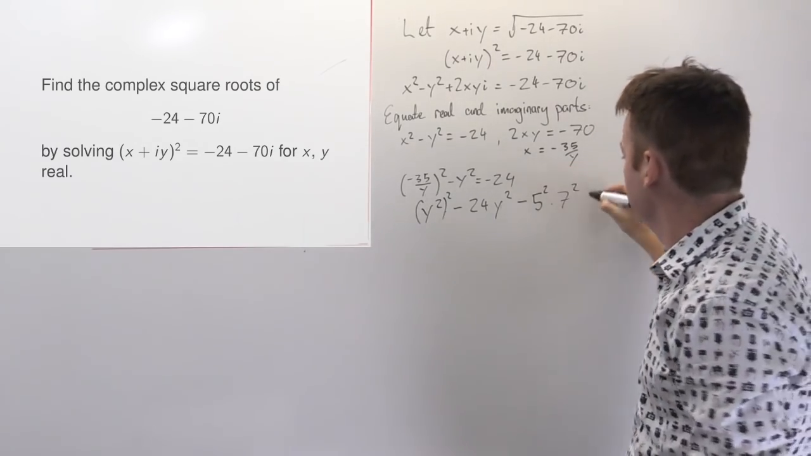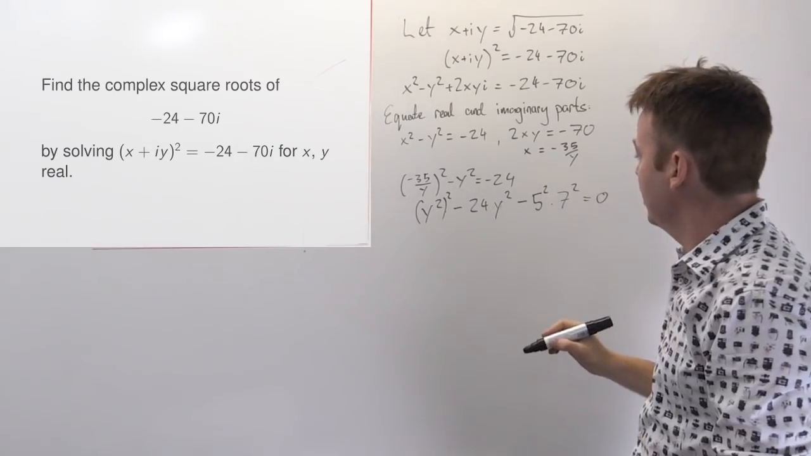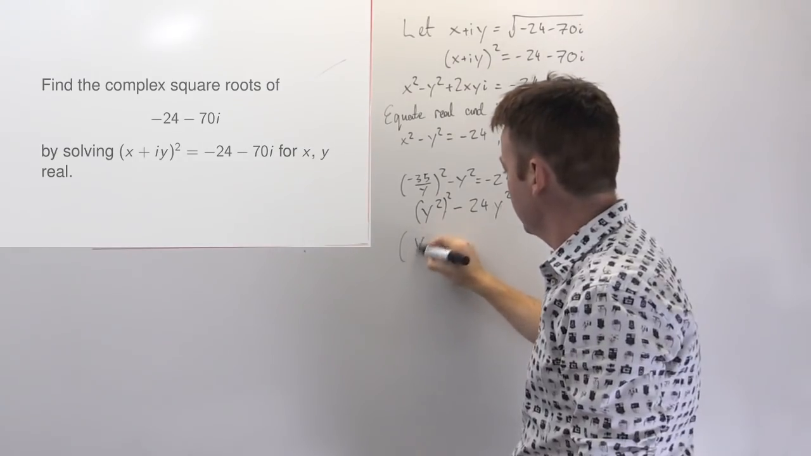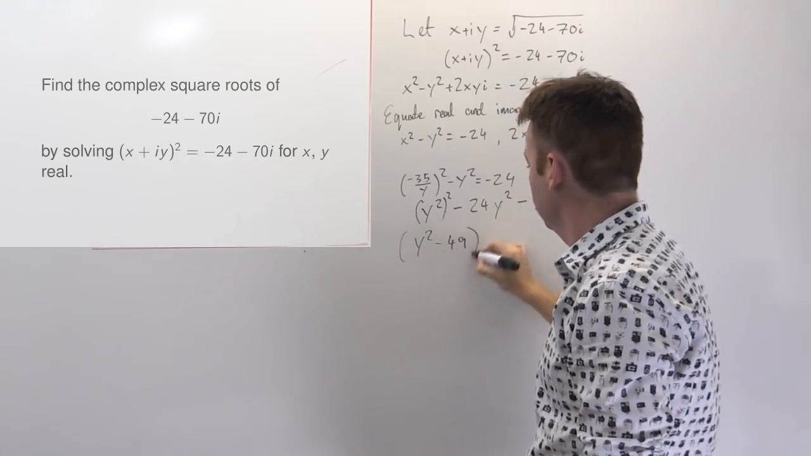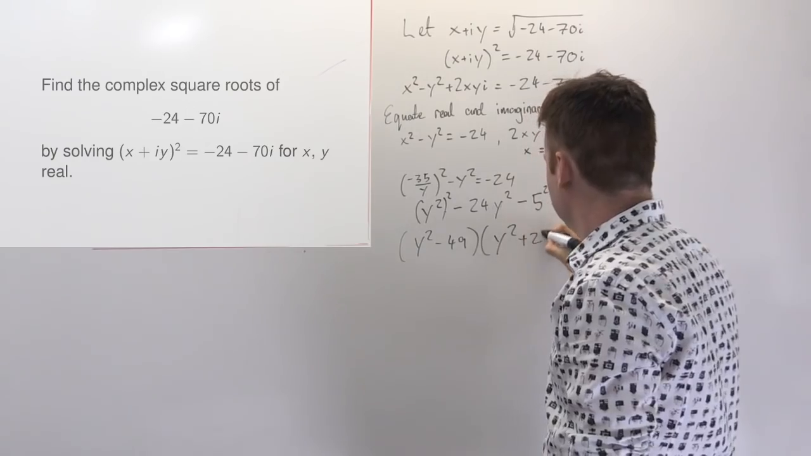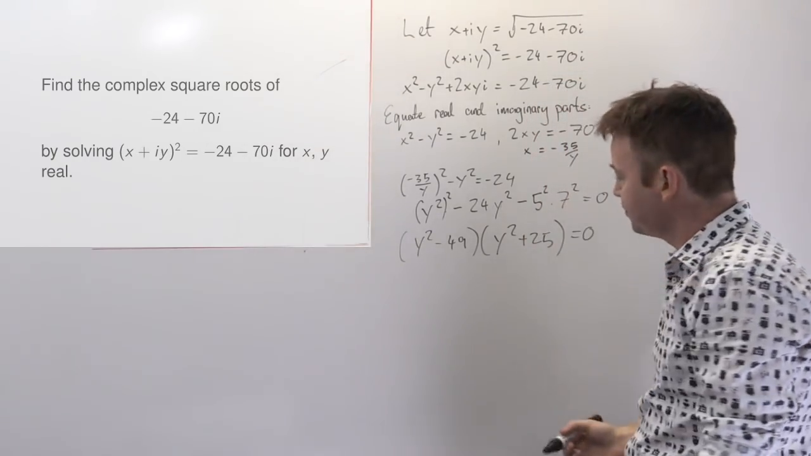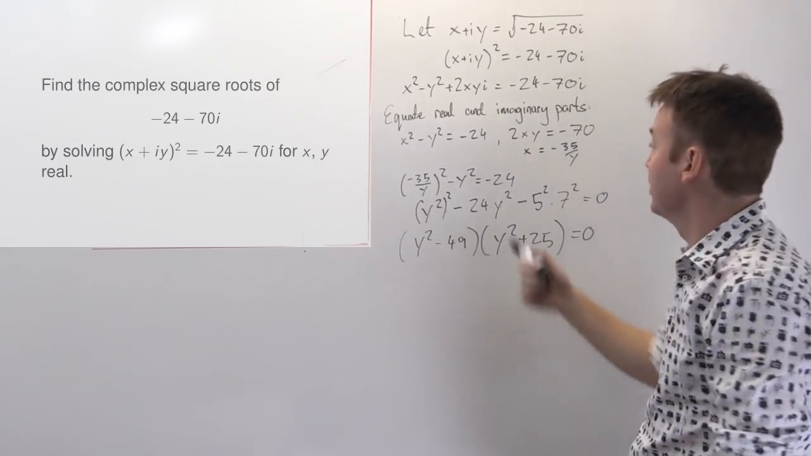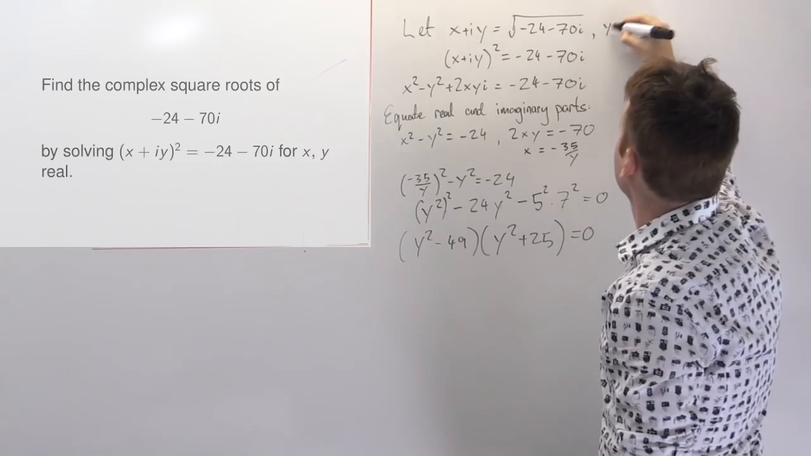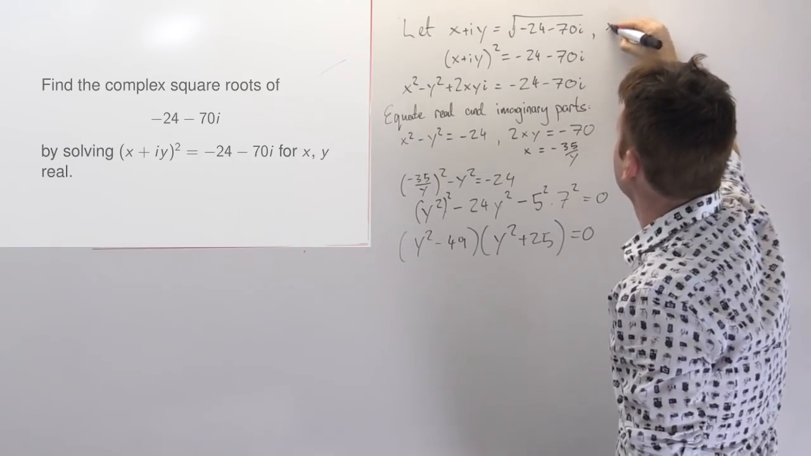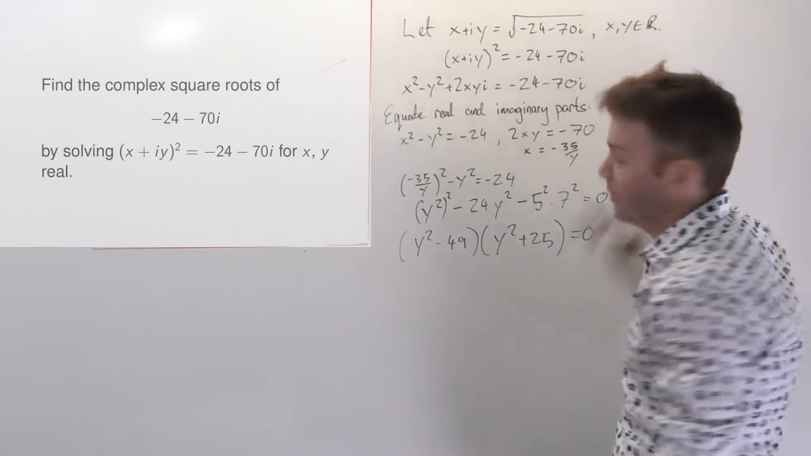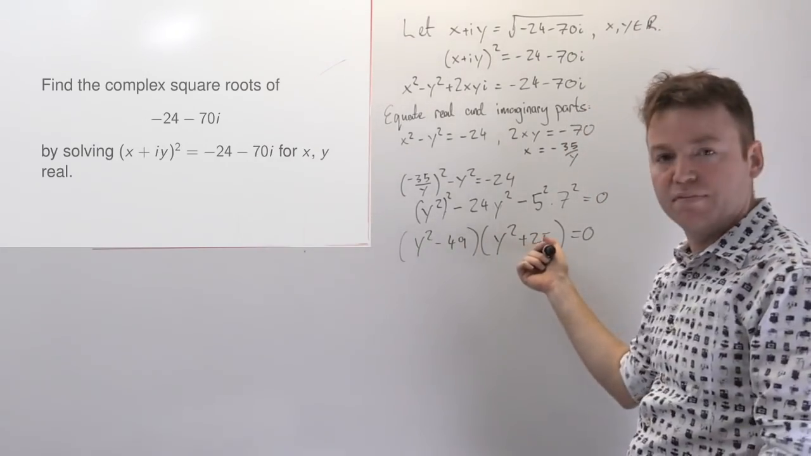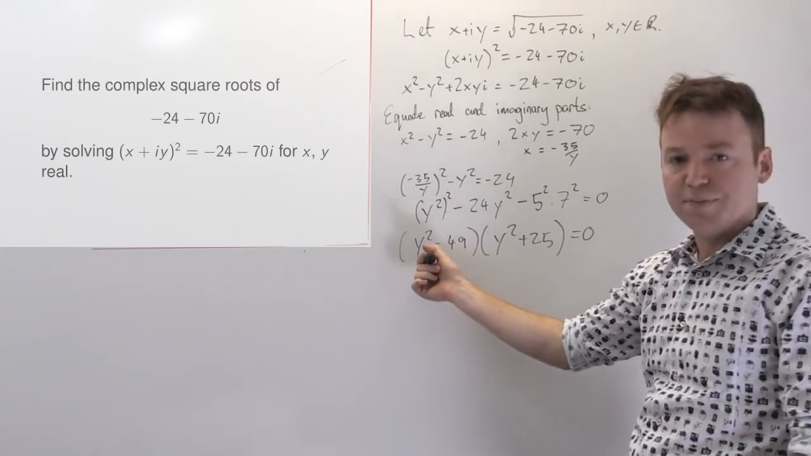And that's supposed to be equal to 0. And 7 squared is 49, 5 squared is 25. So this is y squared minus 49 times y squared plus 25. And there's only one way to deal with this. Remember, x and y are both real by the definition of the Cartesian form of a complex number. So I can't have this as a solution. Y squared must be equal to 49.